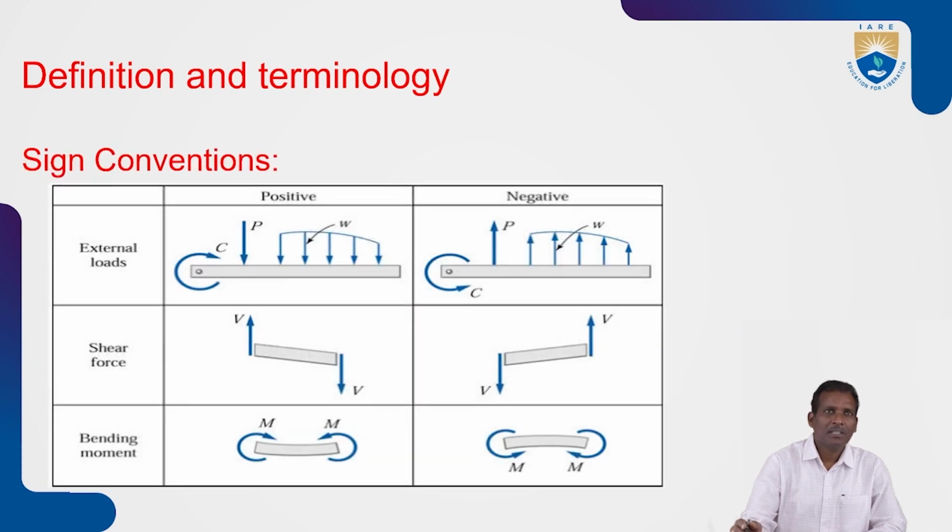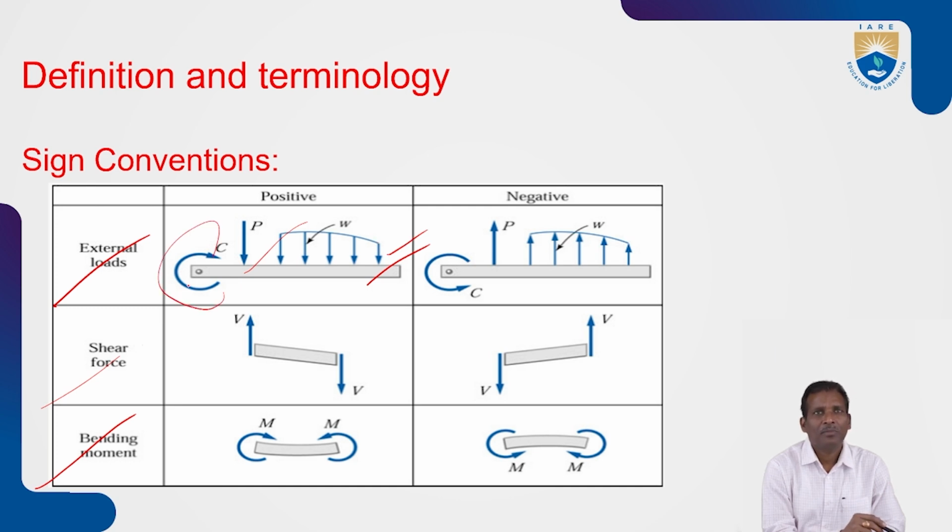The sign conventions for external load, shear force and bending moment. These are the three types of loads. The positive case is shown in this figure. The external load is acting like this, and the UDL is also acting upwards. The couple. It means all these types of loads must be positive. In this case, the load is upward and this one is also upward, so negative.